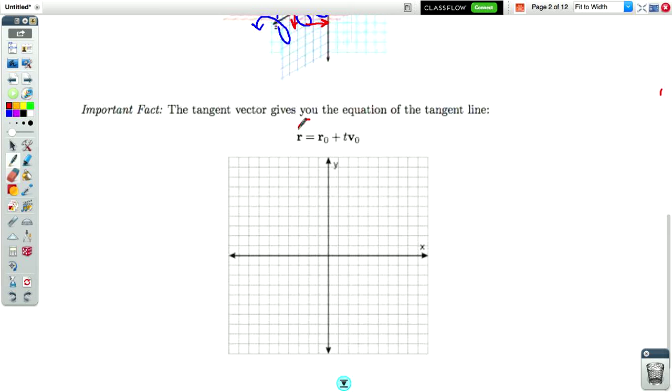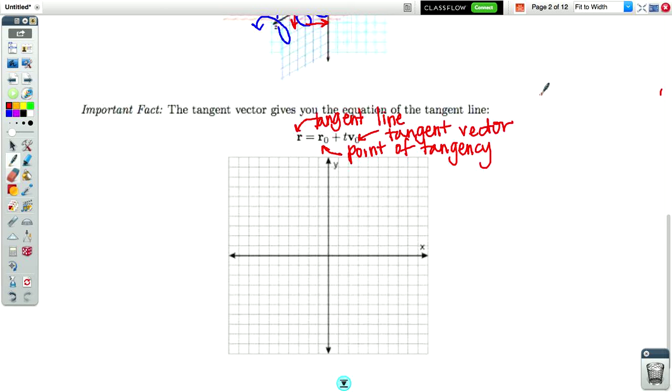So what we say in this case is that r is going to be defined as our tangent line. And then r sub 0 is our point of tangency. I'll draw all this stuff in just a second. And then v sub 0 is our tangent vector. So I'll show you how all this works.